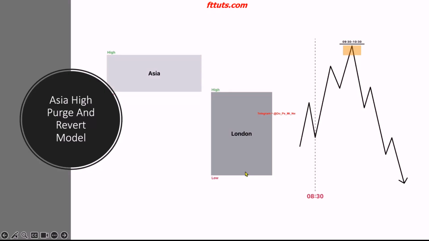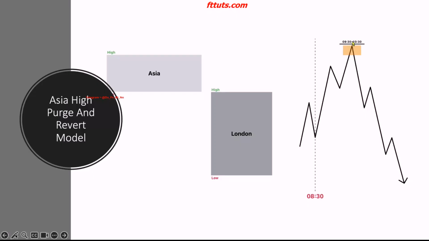The next model that we will be looking at is the Asia high perch and revert model. This model occurs when Asia was a consolidation, London was an expansion away from that original consolidation, and we see that around 8:30 a run higher begins towards that Asia high. This run higher is the buy side of the curve within a market maker sell model. We want to see the market trade above that Asia high during 9:30 to 10:30, and we then want to see signs of a smart money reversal originate from there.